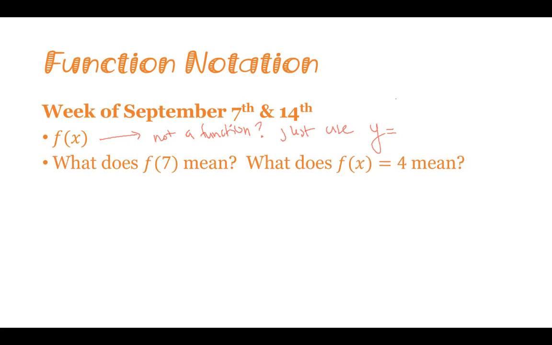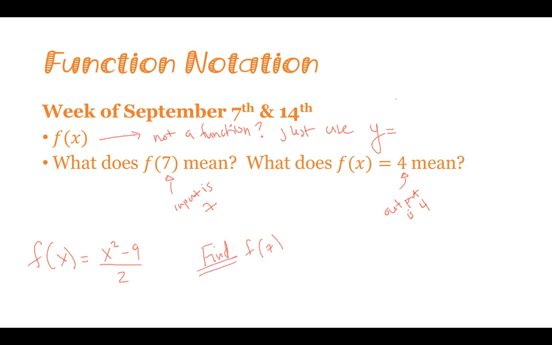What does something like f of 7 mean? So this means that your input is 7. This means that your output is 4. So if you had something and I said, well, f of x equals x squared minus 9 over 2, and I said, find f of 7.